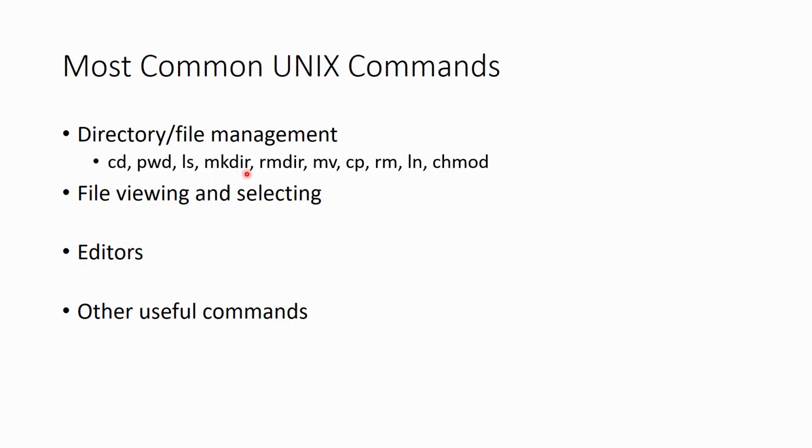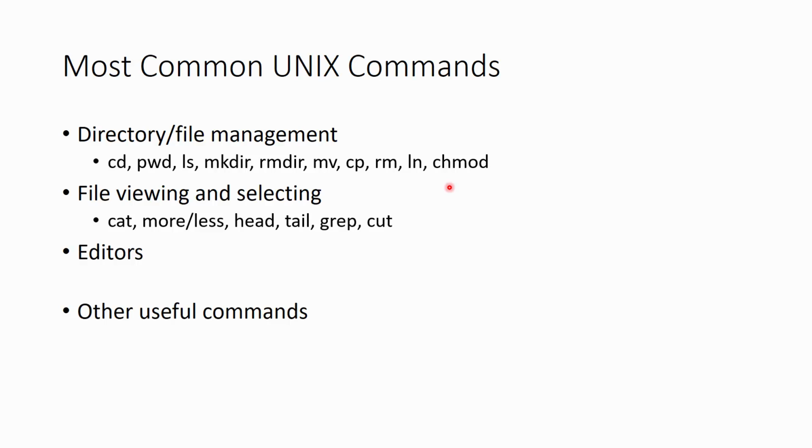This is make directory, remove a directory. This is move, which is also used to rename files. This is copy. This is remove, so rm for remove instead of delete. ln is used for linking files together. That's like creating shortcuts from one file to another. And chmod is change mode, and it's used to change the permissions involved in accessing a file.